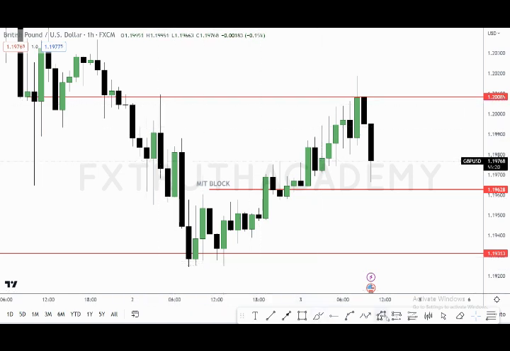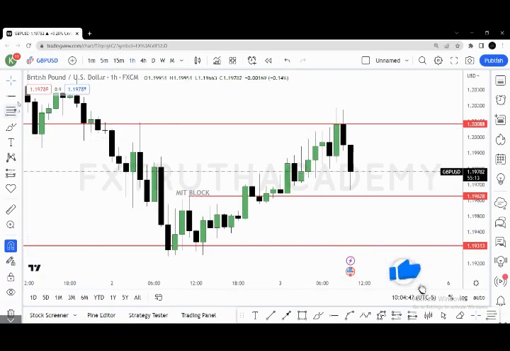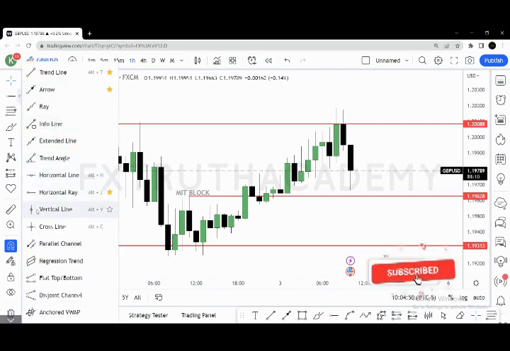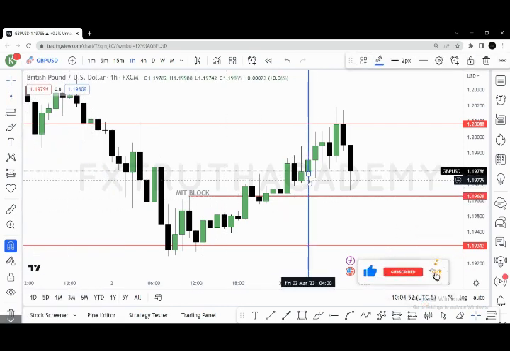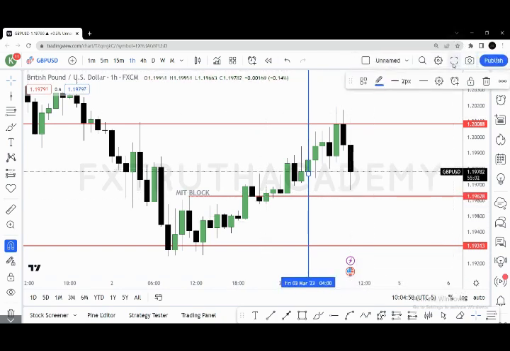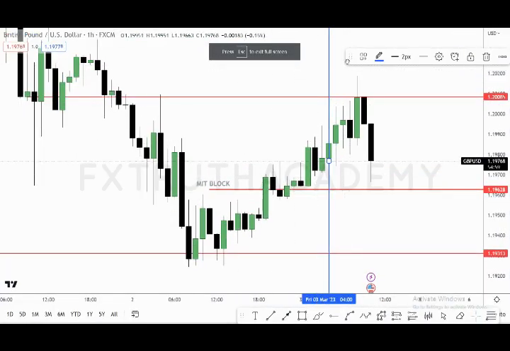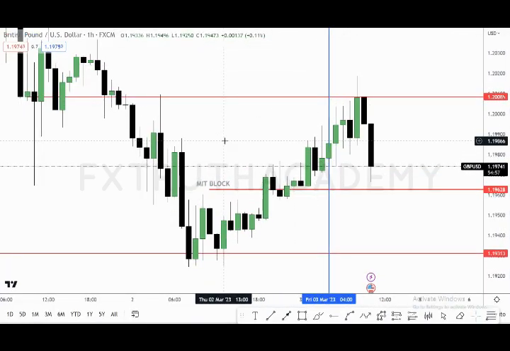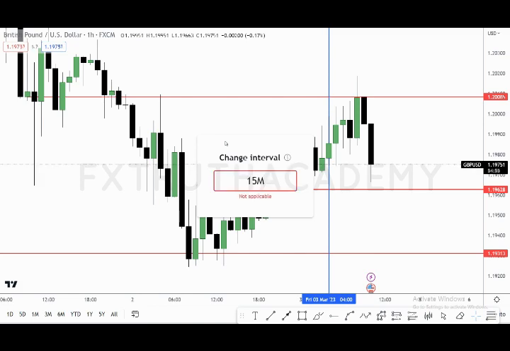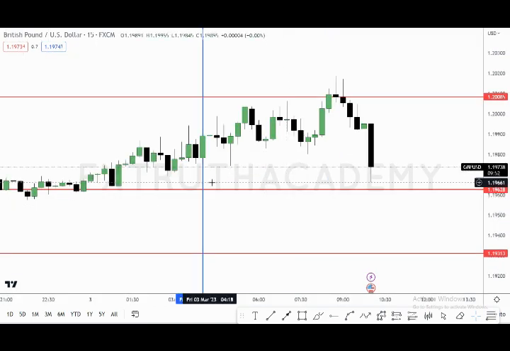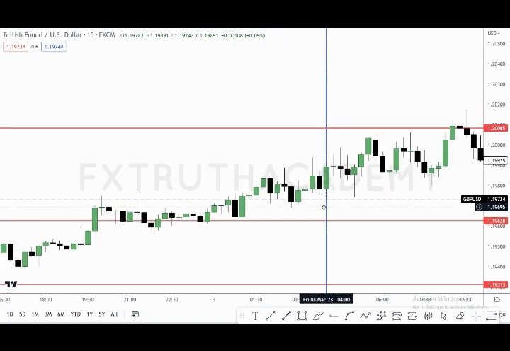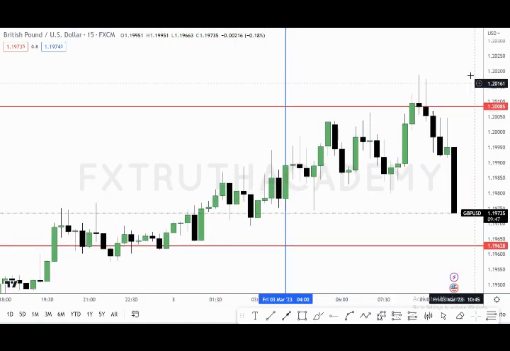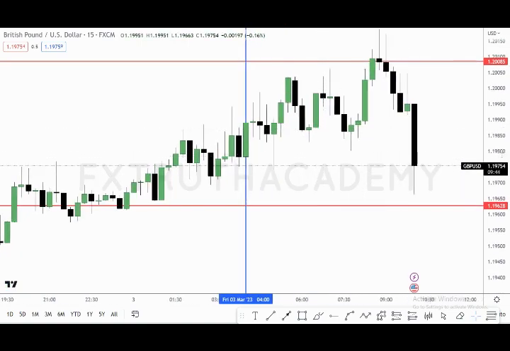So if I bring, I think I need a vertical line right here. I'm going to look for the vertical line. So if I bring the vertical line and put it right here, let's see something. I'm going to drop down to the 15 minutes. Yes, 15 minutes. We're going to see something. I want you to watch something here, how we actually see price start running all the way to the buy side.